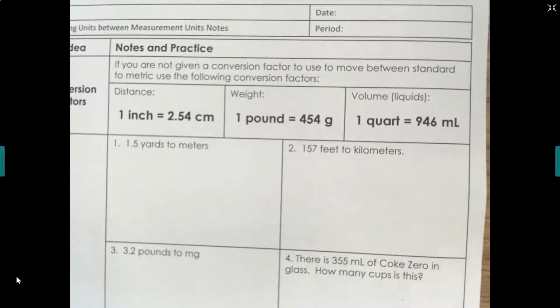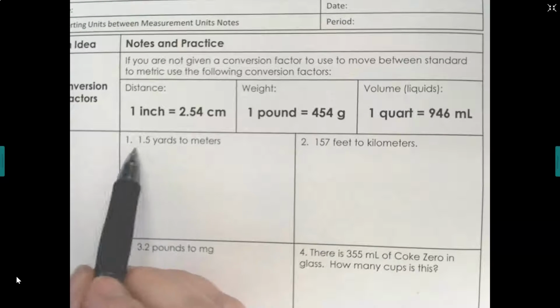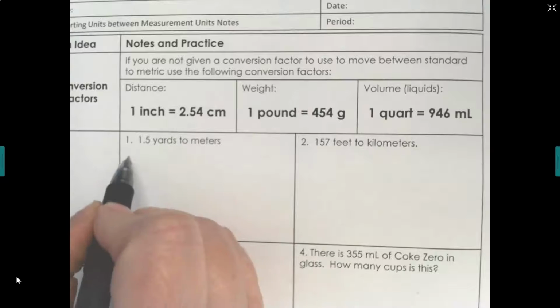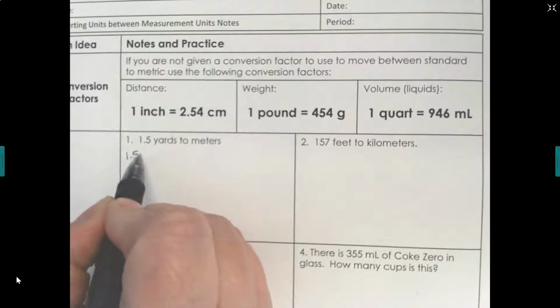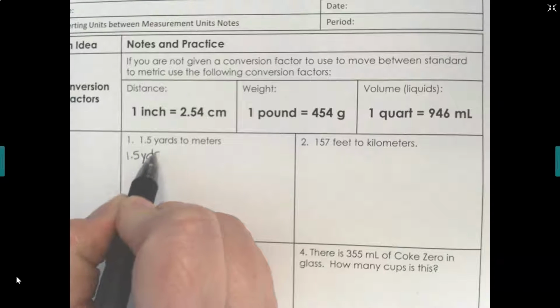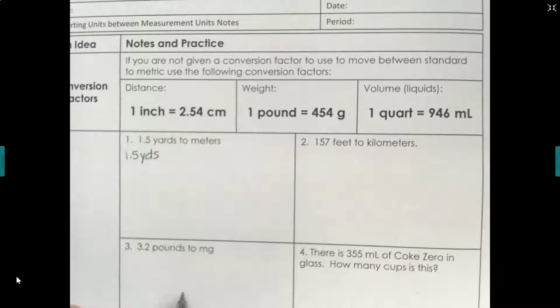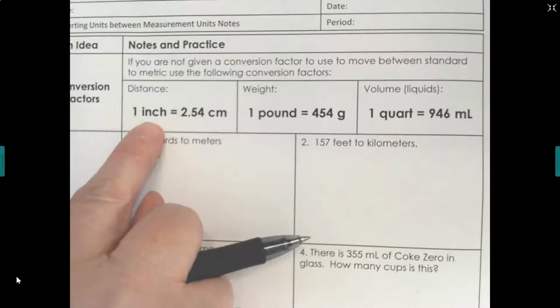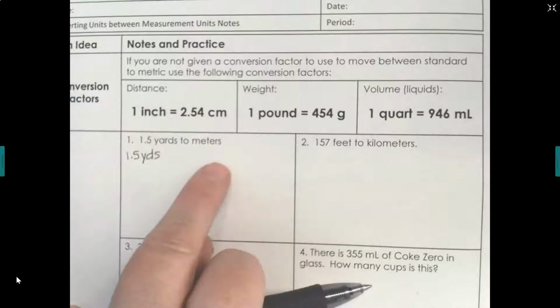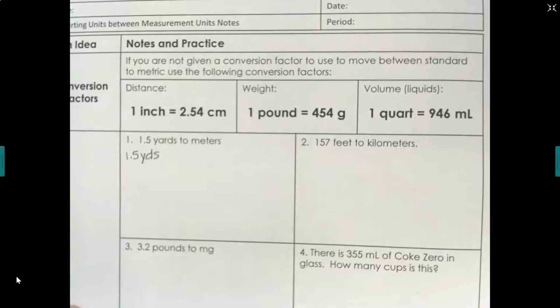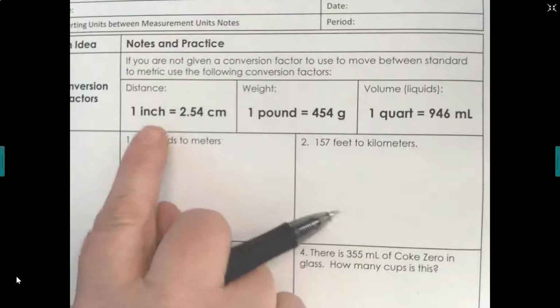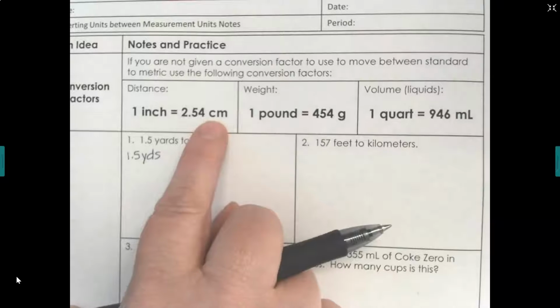So let me show you kind of what we want to do. We want to use that same structure that we were using previously to help us organize our work, where you're going to start with what you've got, which is 1.5 yards. I want to know how to get yards to meters. Well, yards is a distance. So this is without being given any hints, because sometimes you'll be given a hint what to use. I'm going to have to get into inches so I can get into centimeters.